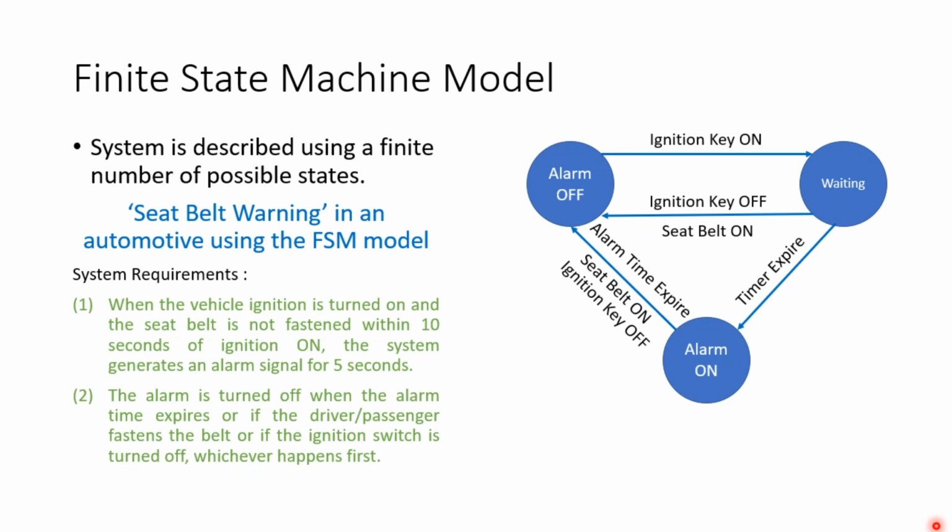So one more point here to remember. Whenever a timer is involved in the process, whenever you are modeling a finite state machine model and you feel that the requirement has a timer involved, it is necessary to have a finite state machine model for the timer also. This is the state machine model for the system, that is, the seatbelt warning system. Now there is a timer involved in the second state, right? Here a timer is involved for 10 seconds.